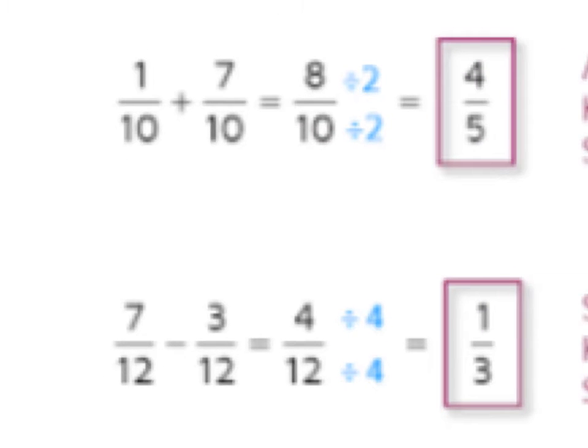Here are your two examples. You can add these together because they both have a common denominator of 10, the same denominator. You just add the top part and then keep the denominator the same. So 1 plus 7 is 8. 8/10, simplify it if you can.